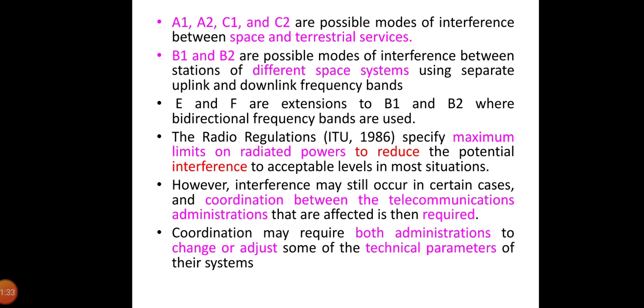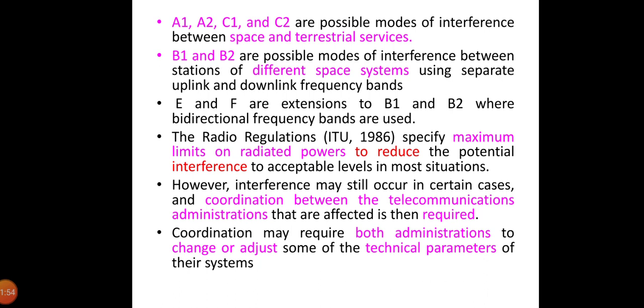Here, A1, A2, C1 and C2 are the possible modes of interference between space and terrestrial services. B1 and B2 are the possible modes of interference between the stations of different space systems using separate uplink and downlink frequency bands. And E and F are the extensions to B1 and B2 where bidirectional frequency bands are used.